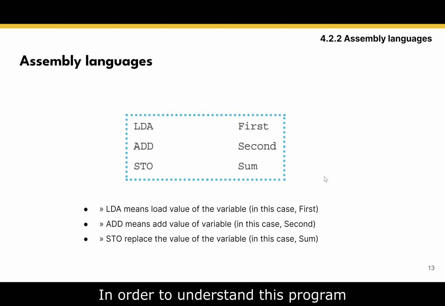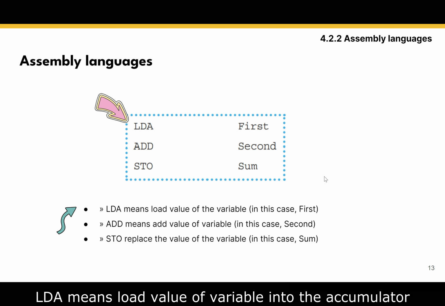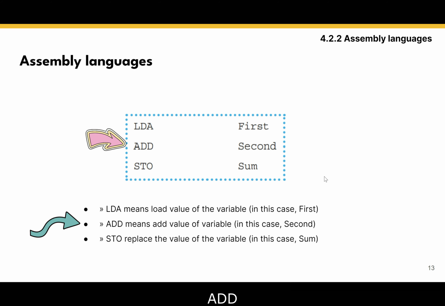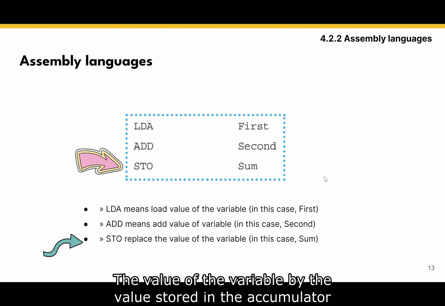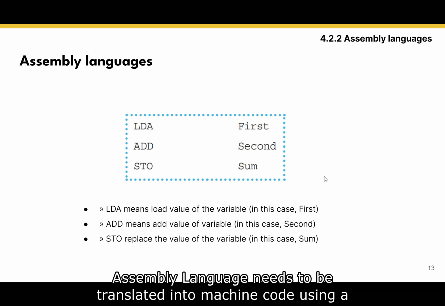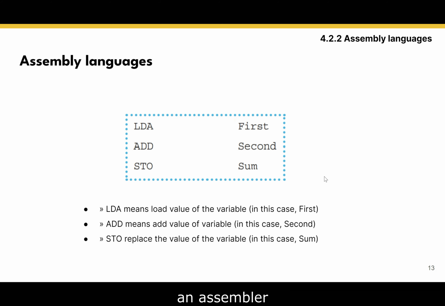In order to understand this program, the programmers need to know that LDA means load the value of the variable into the accumulator. ADD means add the value of the variable to the value stored in the accumulator. STO replaces the value of the variable by the value stored in the accumulator. Assembly language needs to be translated into machine code using an assembler in order to run. See the next section for more detail.